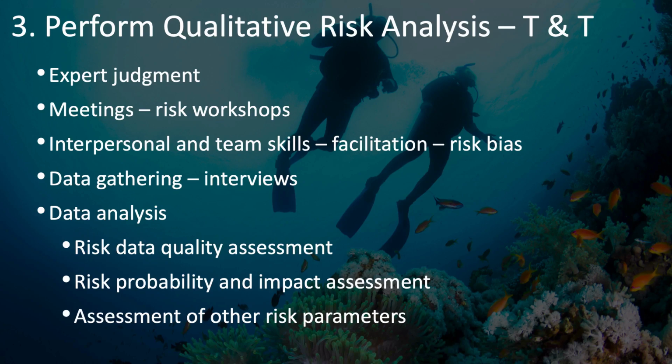As you do these workshops and other types of meetings, you'll need interpersonal and team skills, in particular, facilitation skills. And you'll want to keep an eye on risk bias, because some participants and stakeholders will have a bias toward taking more risk and others will be more risk averse. And you'll need to factor that in as you're assessing probability and impact. Another technique that you might use for data gathering includes interviews, one-on-one, or perhaps even small focus groups, in order to learn more information about these identified risks and what their priorities and impact and probabilities are.